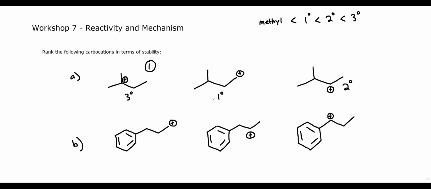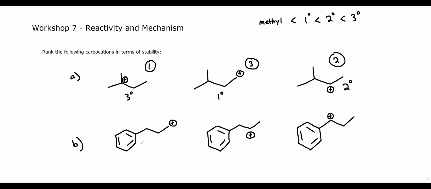We'll put a 1 there for most stable. The secondary is the next most stable, so we'll put a 2. And then the primary is the third most stable, so we'll put a 3 there. We'll rank them 1, 2, 3 in terms of stability. Okay. Tertiary most stable, primary least stable.